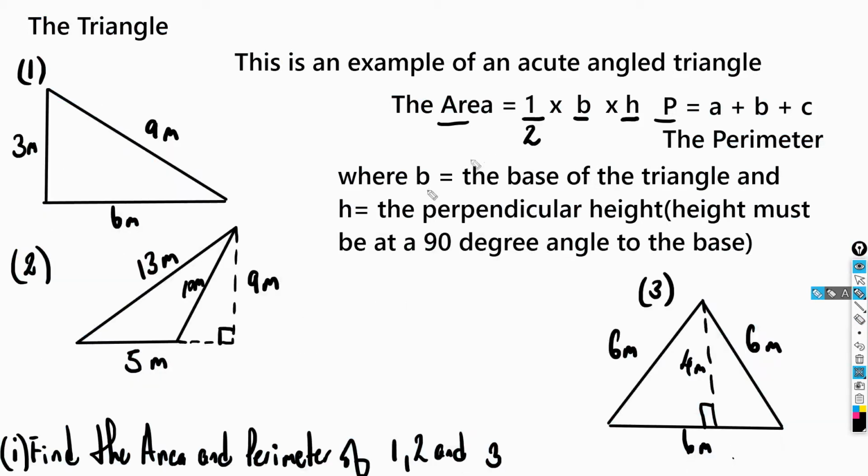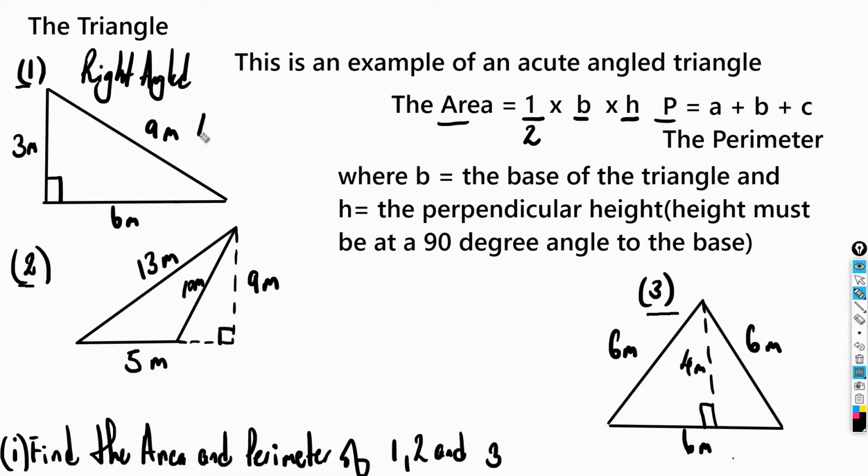All right, guys, so I left the formula for a triangle over here and the perimeter, okay? And we have 3 examples here, 1, 2, and 3, and it says find the area and perimeter of 1, 2, and 3. So we're gonna do these 3 examples, and the first one, we can see, is a right angled triangle, okay?